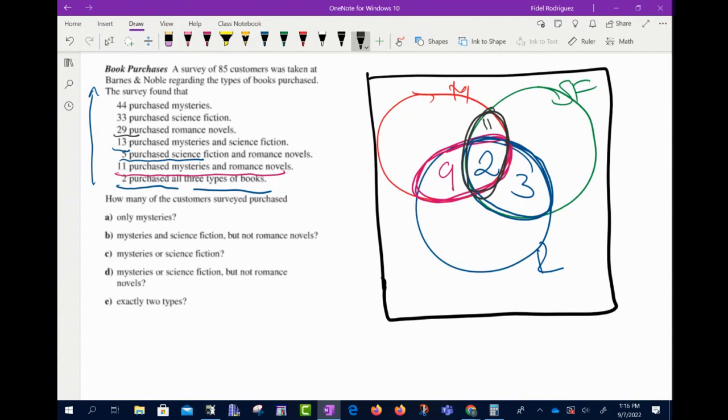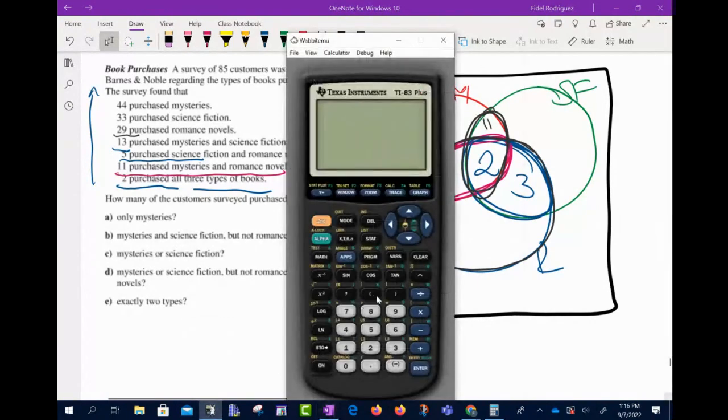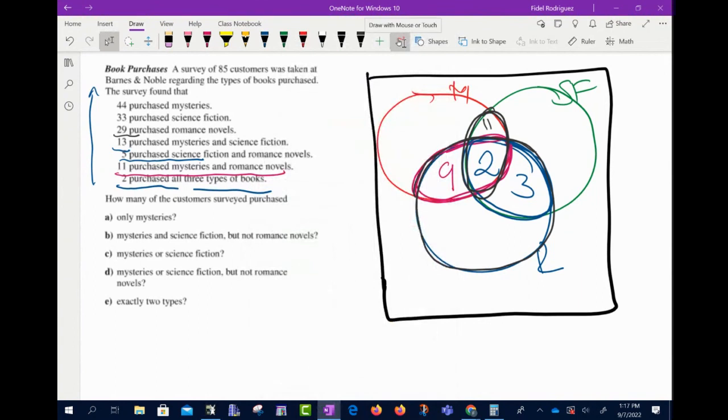It says 29 people bought romance novels. So everybody inside the romance circle has to add up to the number 29. So let's take those numbers. 9 plus 2 plus 3 gives us 14, and we're going to take 29 minus 14. It's going to give us 15, right? So 15 is going to be right there.